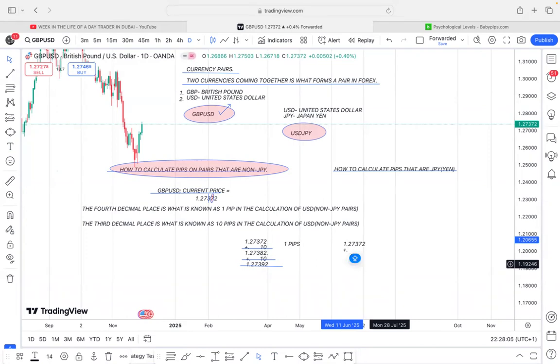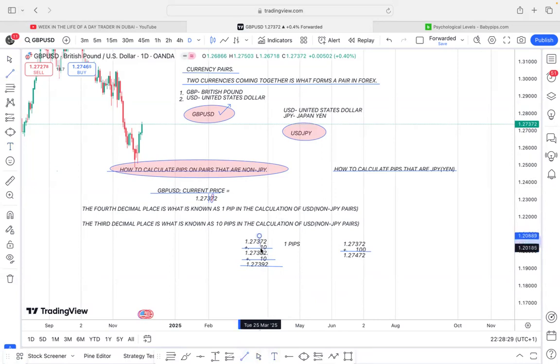So if you are supposed to calculate plus 10 pips, our new price will be, from the third decimal place, going to start from here. So now we are going to have 1.27472, meaning that price just moved 10 pips. So here, our fourth decimal place, which is this point, is where you start to calculate from.